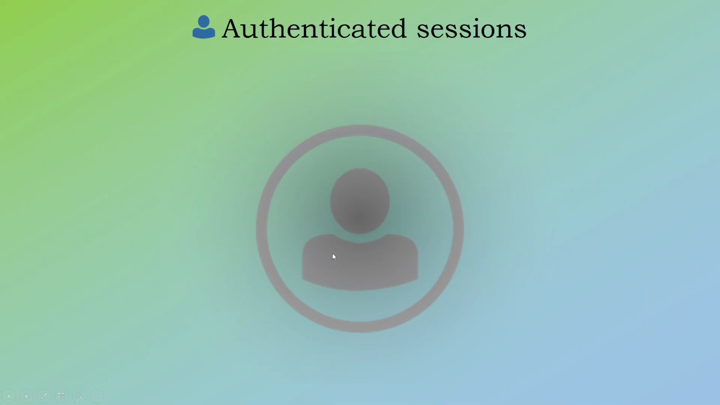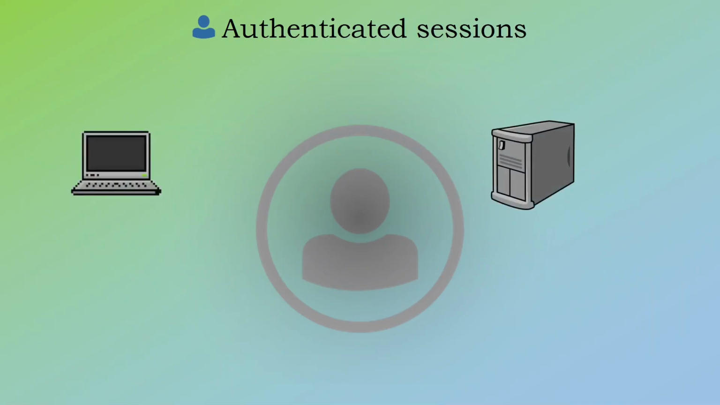So with all that done, let's go into the authenticated session. First of all, we have a client and a server as usual. So now the client is going to have some kind of request. So it's going to send the request to the server, and on the server it's going to get all that request data, and now it's going to add something to it. It's going to add an authentication token.